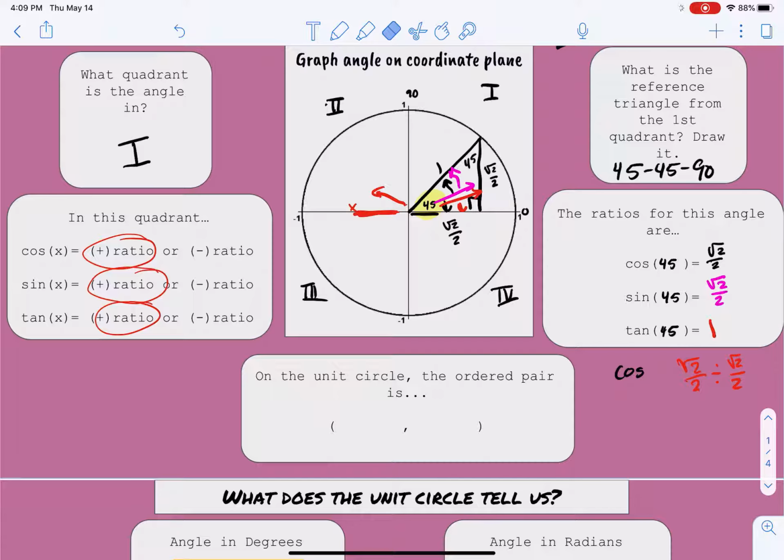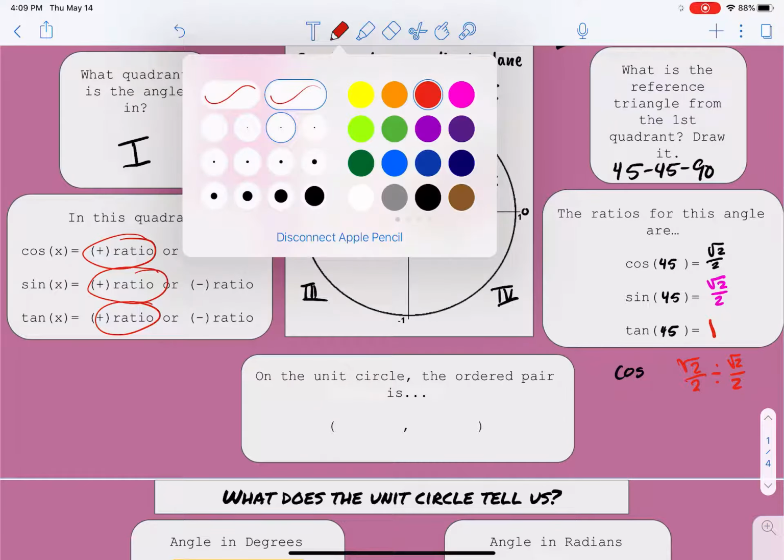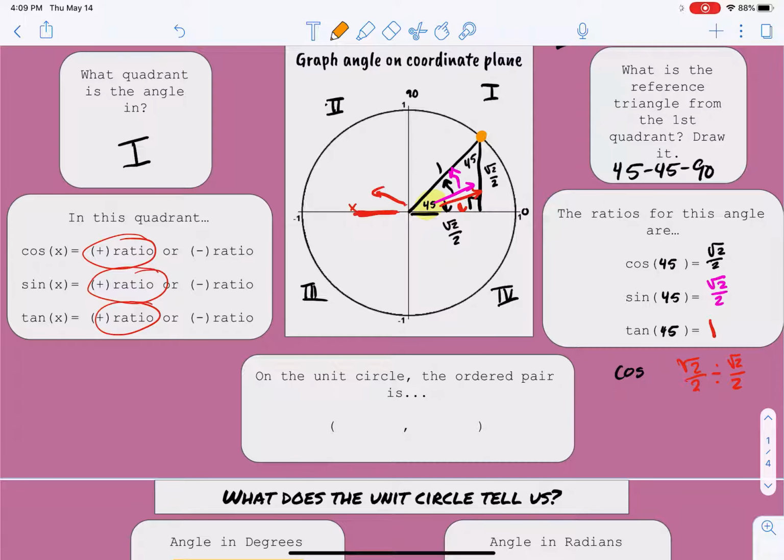Okay. On the unit circle, the ordered pair is, okay, so now we're talking about this point right here. And what is the ordered pair at that point? Well, we just said we're going to go over root 2 over 2, and we're going to go up root 2 over 2. So this is going to be square root 2 over 2, comma, square root 2 over 2, to find the ordered pair where that 45-degree angle is going to touch the unit circle right there. Hopefully that helps you get through these placemats.